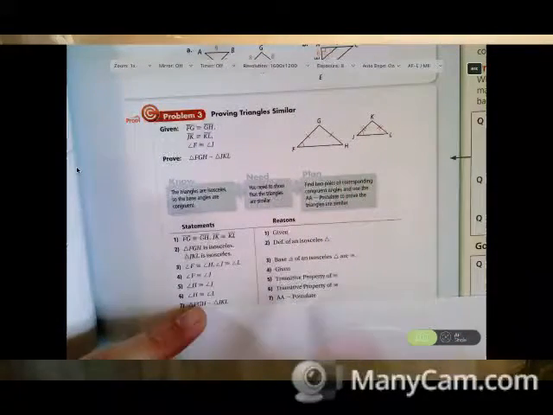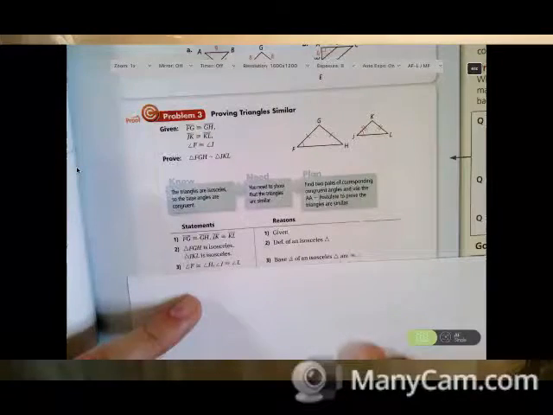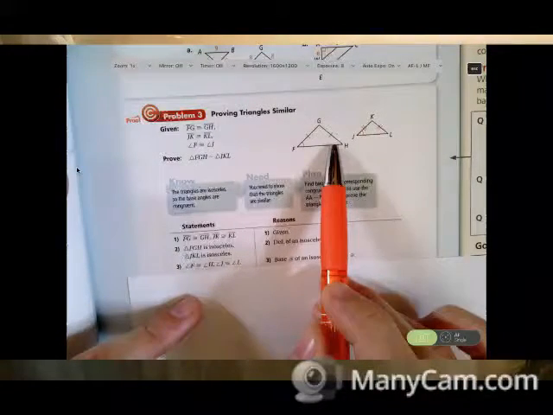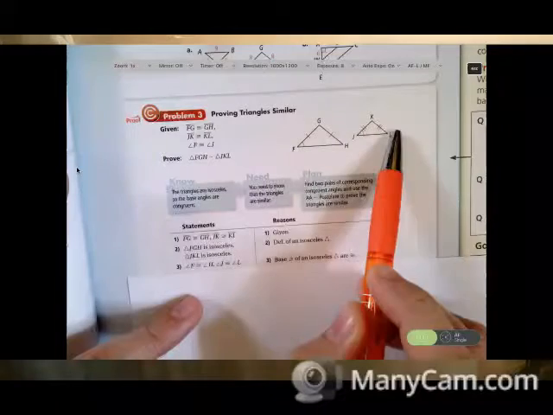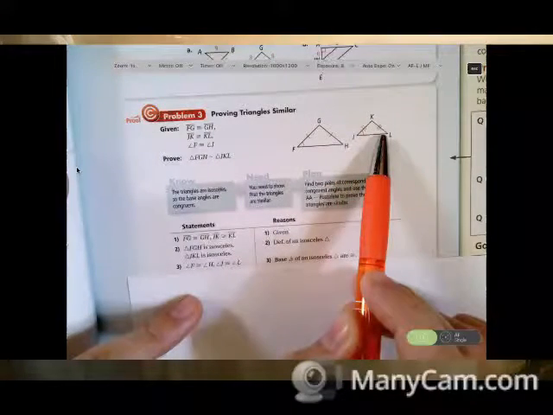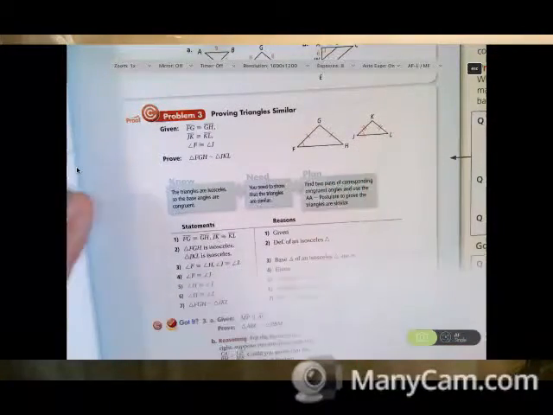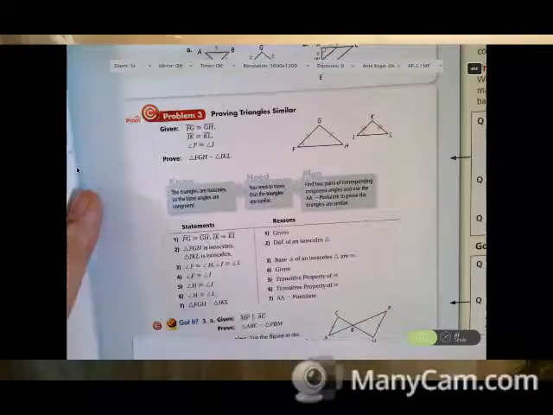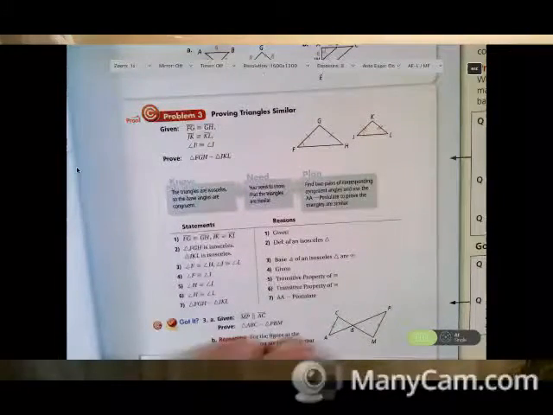We could not say it automatically from here because we have to prove that H is congruent to angle L. We need to prove that these two corresponding angles are congruent to each other. So try the got it, letter A. So take away letter B.